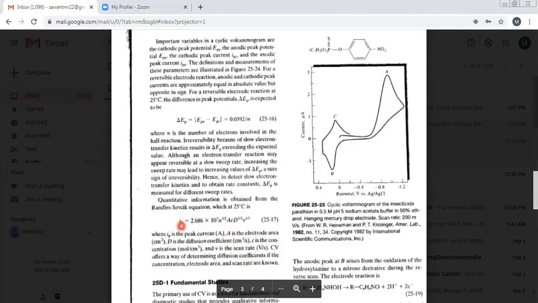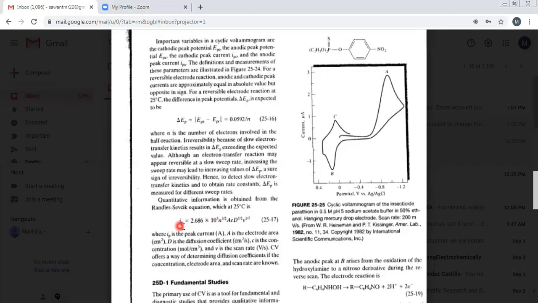So in this equation, when we take the same electrode system, all other parameters remain the same. And what will be varied? We can change nu, the scan rate in volts per second, and we can obtain a direct relation between IP and scan rate. The current will increase with an increase in the scan rate. So the square root of the scan rate is directly proportional to the peak current.